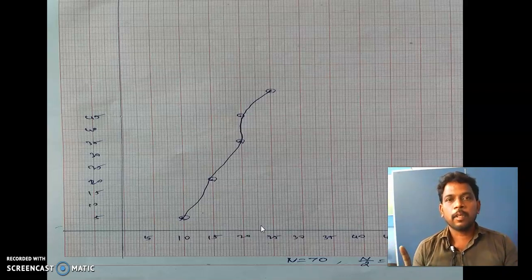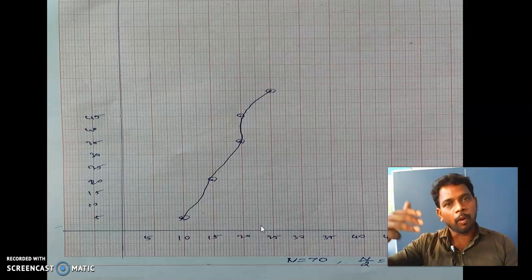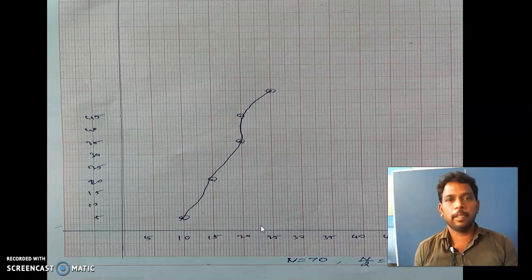So one is drawing of less than curve on the graph to the given data, okay? And second one, draw more than ogive to the given data in the graph sheet. And third one, draw less than and also more than ogive on the same graph to the given data. So these three types of questions only available, okay? And second one, they may ask from all the three cases to find the median, okay?